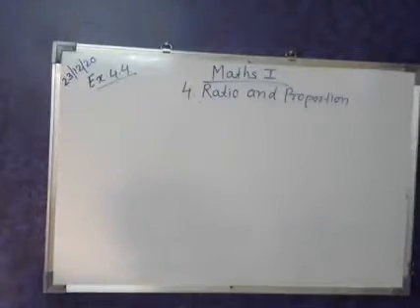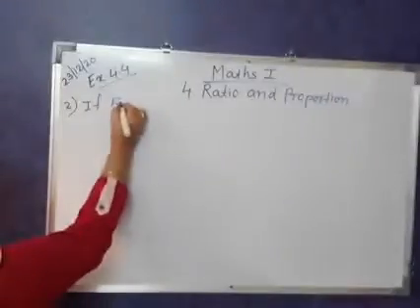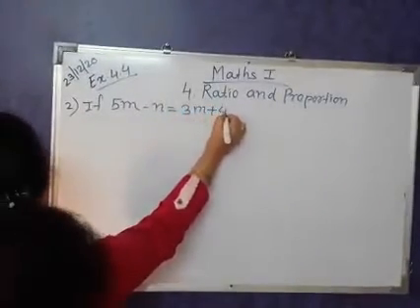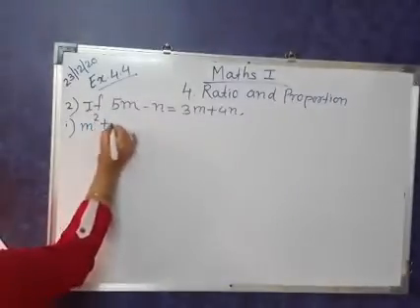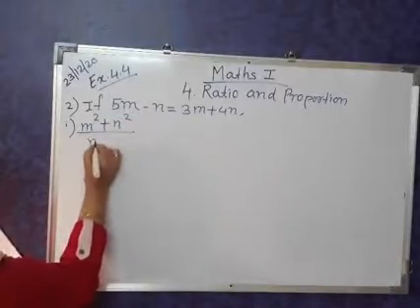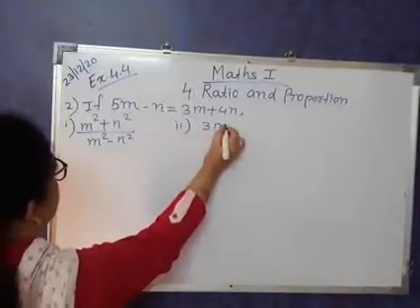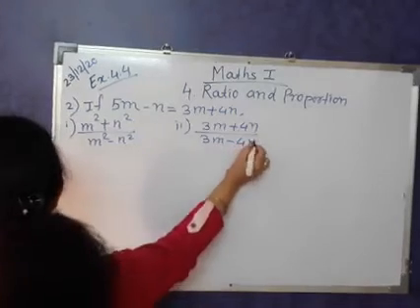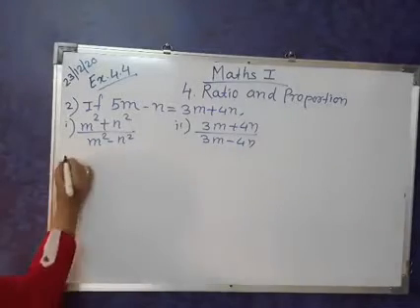Now the next question, the second one. What is given? If 5m minus n is equal to 3m plus 4n, then find the values of, first, (m square plus n square) upon (m square minus n square), and the second one, (3m plus 4n) upon (3m minus 4n). Now from the given part, we first have to find the value of m and n. So how will we solve?